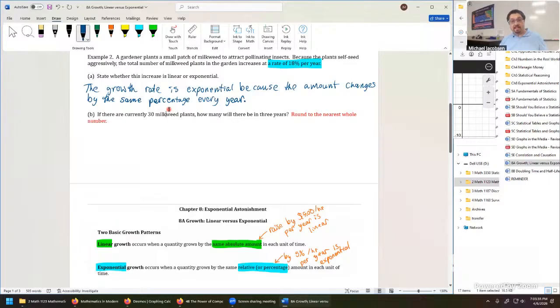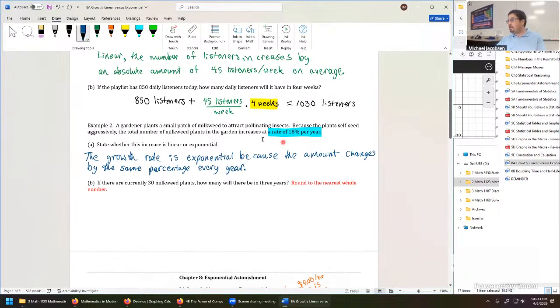And now that we know that the growth pattern is exponential, when we go to make a prediction, we have to work a little bit differently. For linear growth, we added on a value. But for exponential growth, we have to multiply. So here's what the pattern is going to look like for the exponential growth portion.